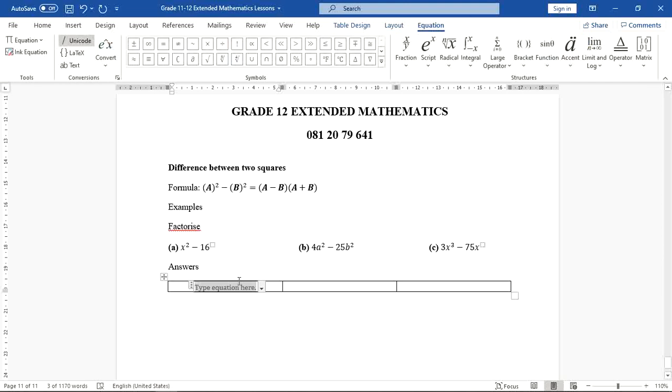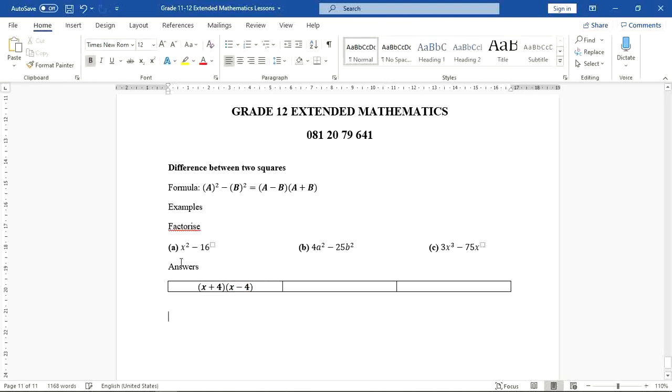Okay, we open up brackets, two brackets. What is the square root of x squared? The square root of x squared is just x, and the square root of 16 is 4. We do the same thing here. x minus 4, and that's the answer. So square root of x squared is x, square root of 16 is 4, and voila, that's it.